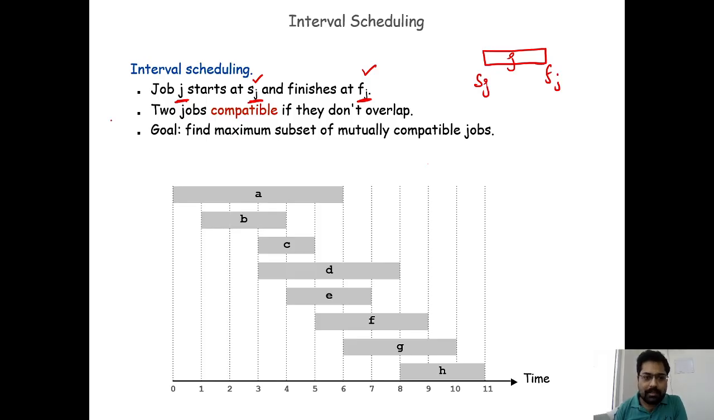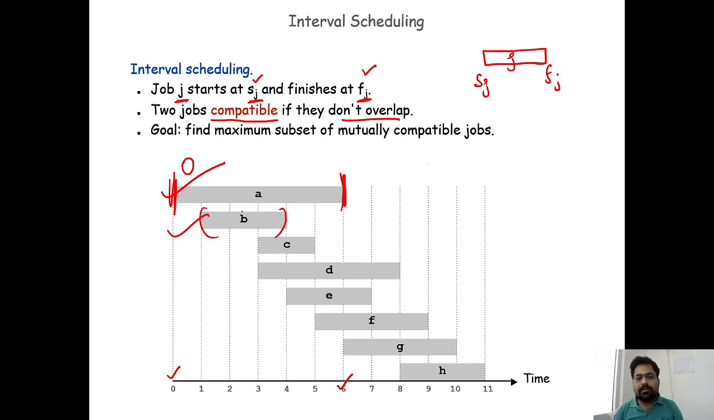You just look here: two jobs are compatible if they do not overlap. Compatible is a term we use in interval scheduling, meaning there should not be overlap. Suppose I'm keeping A and B overlapped. Why? Because A is not yet finished. It started from 0 and will be completed within 6. So B is inside the job.